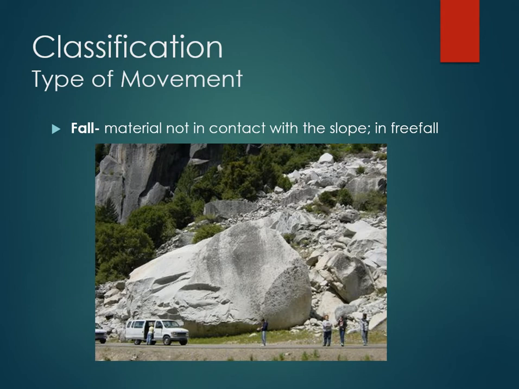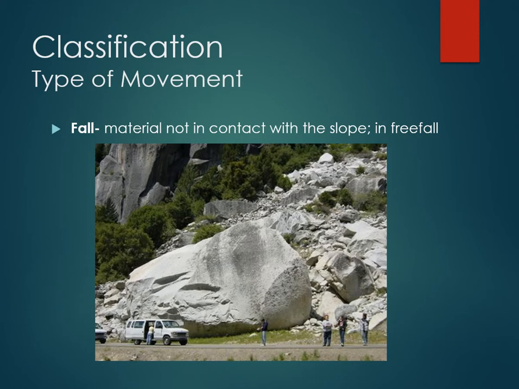The other thing we can look at is the type of movement. How does that material move? And there's basically three types of movement, and I'll show you some specific examples later. For one, you can have a fall, and in a fall, the material is not in contact with the slope at all. It's in free fall.